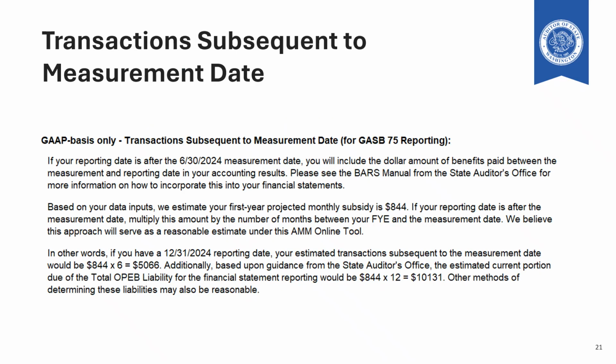In the Additional Disclosures tab, the tool will estimate transactions subsequent to the measurement date. These amounts are for GAAP basis only. Even though your tool will calculate amounts for this column, you will not need to use any of these numbers, so you can just ignore this.